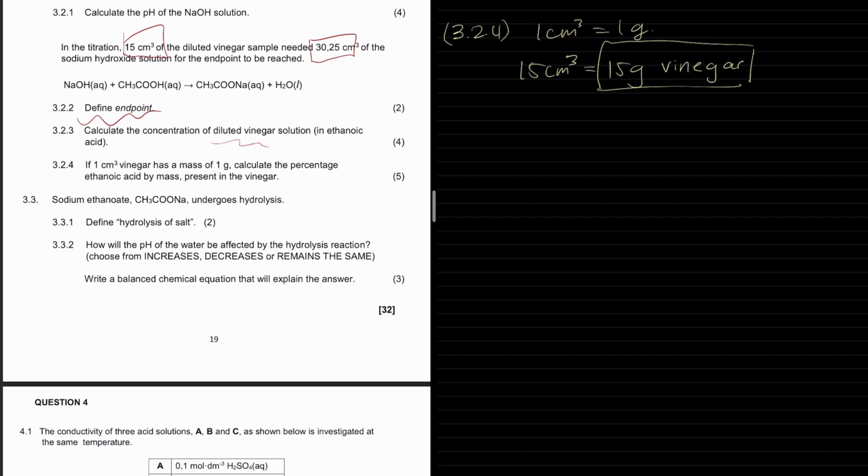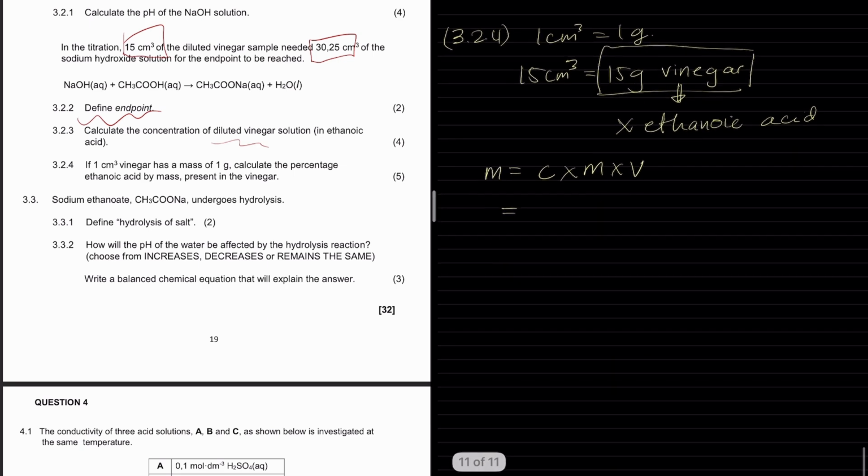Now, in this 15 grams, you have some ethanoic acid. We don't know how much it is. So what I want to do here is calculate how much we actually have. The mass is equal to concentration times molar mass times the volume. We worked out the concentration. The concentration was 0.4. The molar mass of ethanoic acid is 60, times the volume.